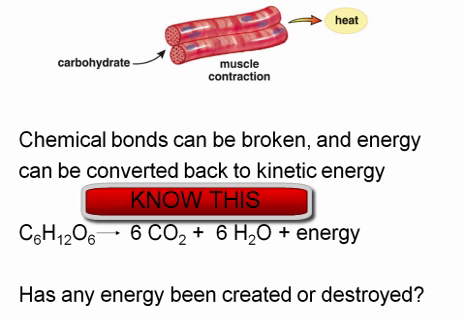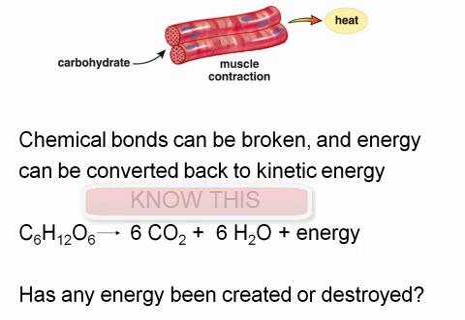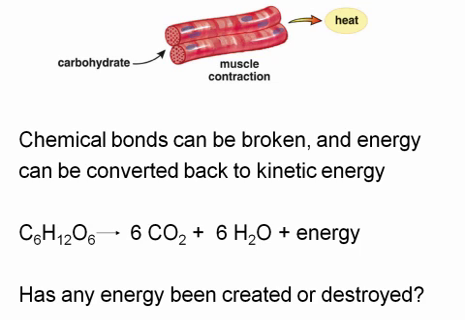We really take that photosynthesis reaction and flip it over. So we can begin with glucose. We can break that down into 6 molecules of carbon dioxide, 6 molecules of water, and the energy from those chemical bonds can be released, converted back into kinetic energy. So energy has not been created or destroyed. However, we can change forms of energy.